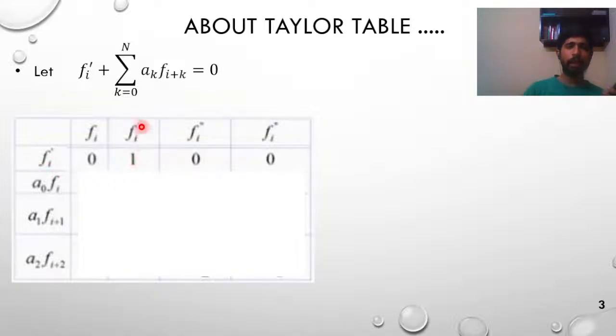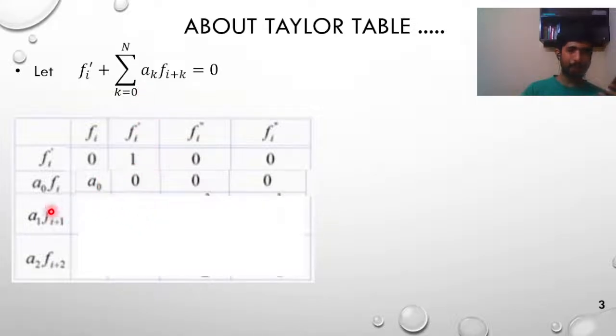So fi dash you can express only as fi dash. You cannot express it in terms of fi or fi double dash. So here it is 1 in this particular row. Now the second row you have a0 into fi. So you should multiply fi by a0, only then you will get a0 fi. So a0 will come here. All the other columns are 0. Whereas if you go to this third row, here you have a1 fi plus 1. Now you have to express fi plus 1 as a function of fi and fi dash.